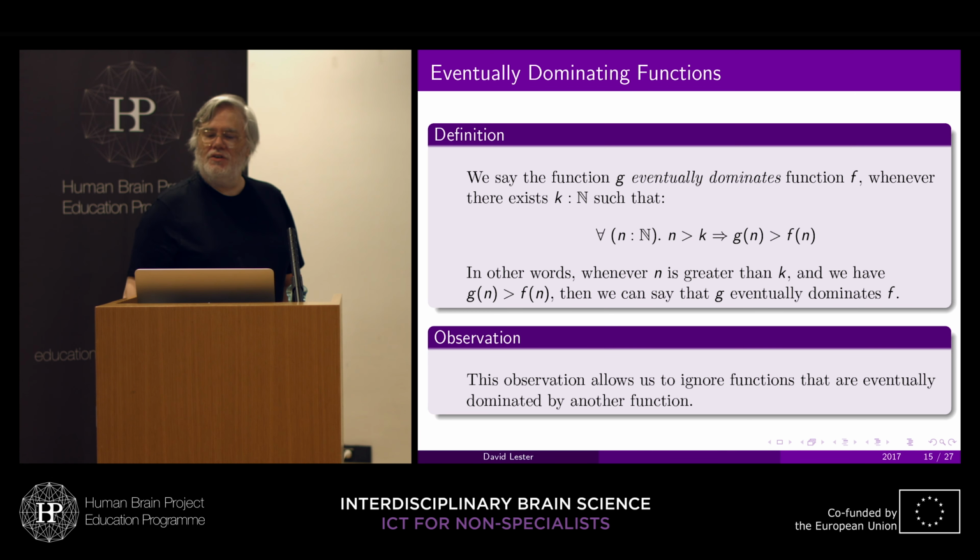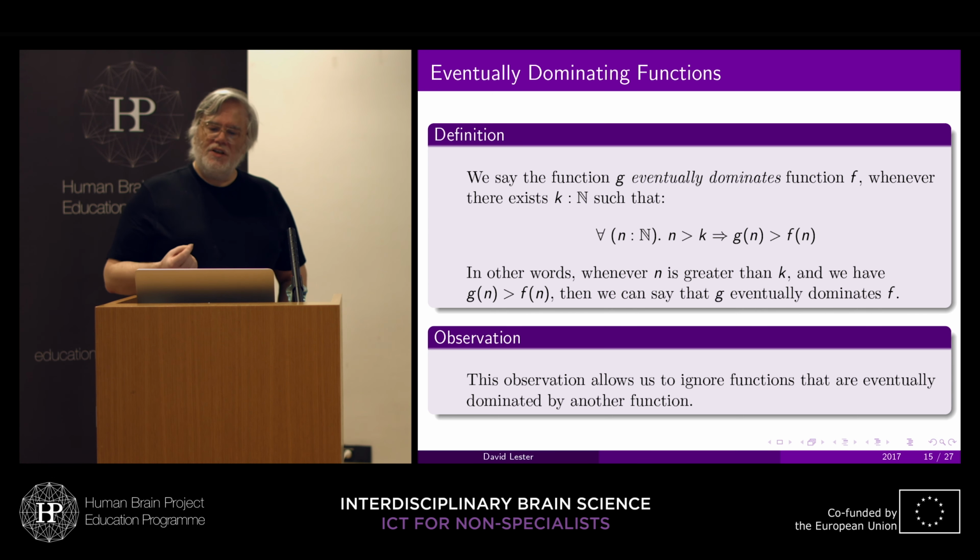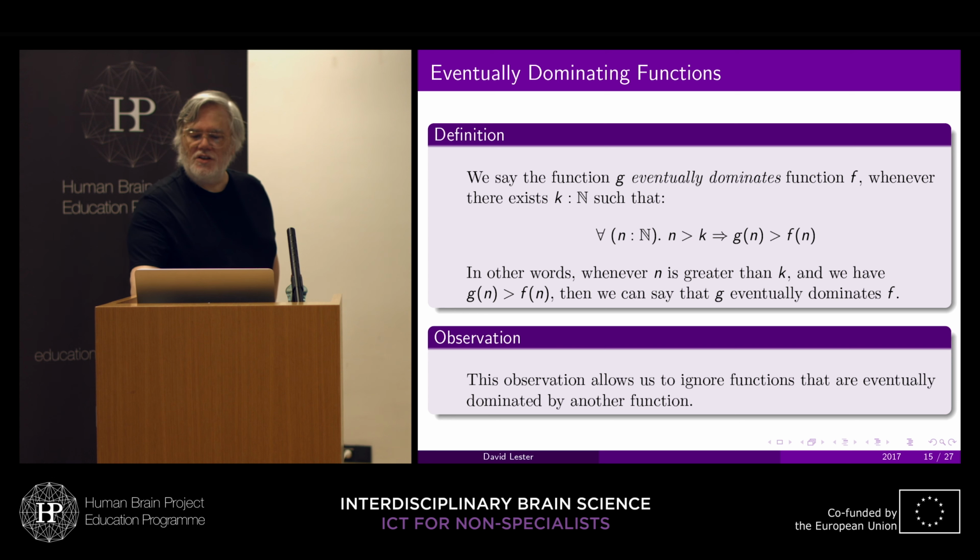Here's the thing put down in a formal logic form. There's no actual reason why you need to know this particular part, but if you want some practice at logic, it's here. If you read the logic line, it says, for every n, this is the definition of eventually dominates: provided n is bigger than some k, then g of n is bigger than f of n. In other words, g of n dominates f of n. This observation is what allows you to ignore functions that are eventually dominated by other functions.